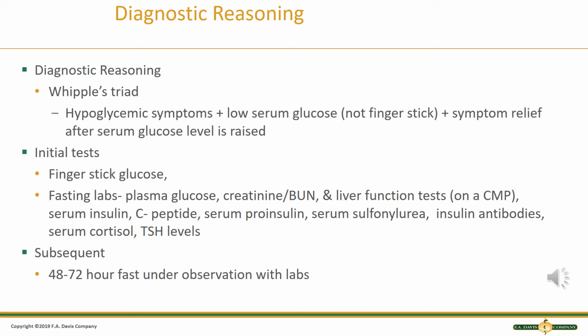In your subsequent testing, if you have hypoglycemic symptoms but the blood glucose is not low on the serum evaluation, then you may have to do what's called an inpatient observation test, where they do a fast and they try to induce hypoglycemia, and then they get the labs that they need at the point of the symptoms.